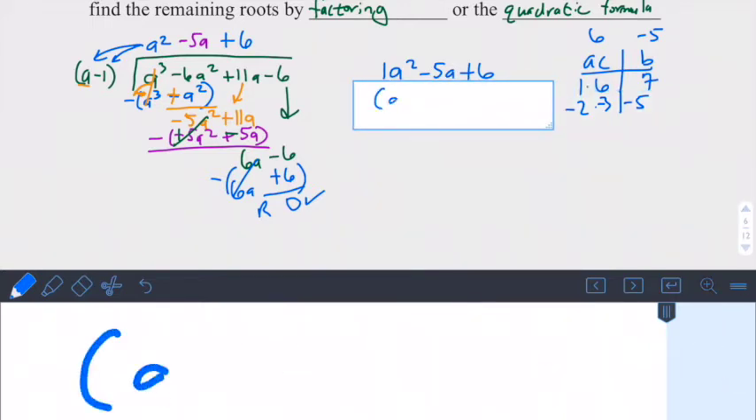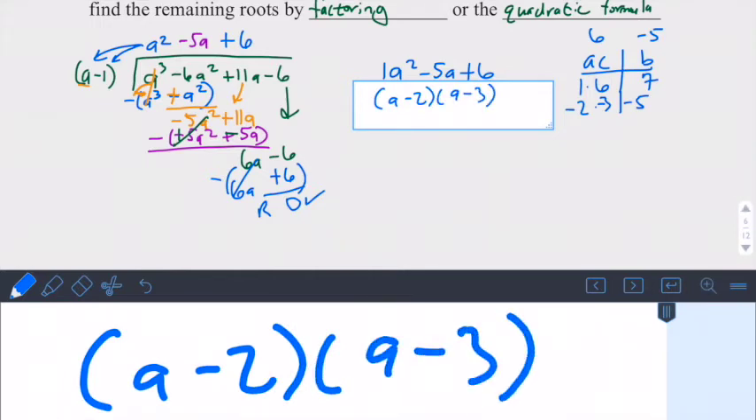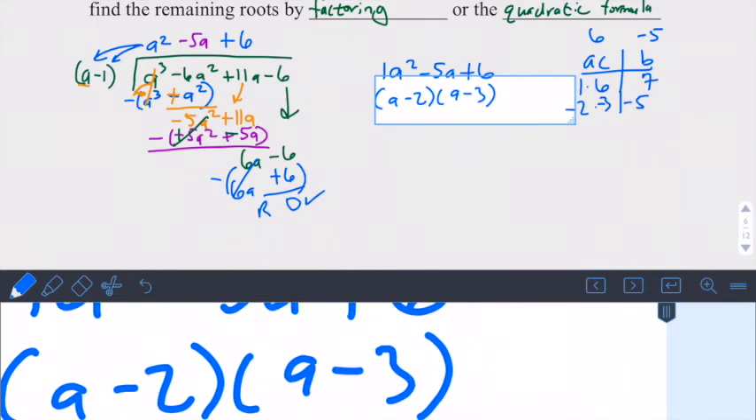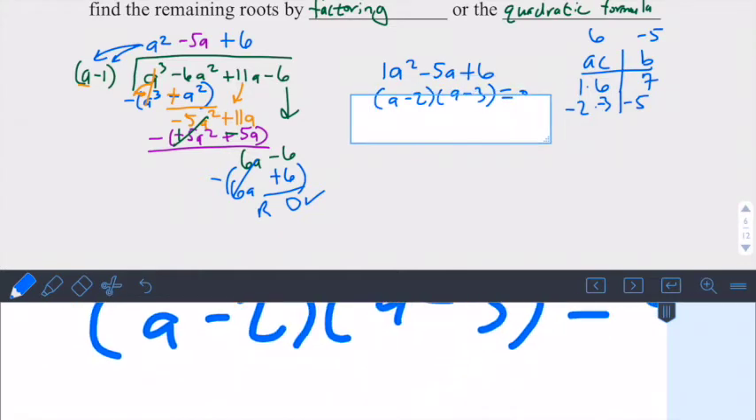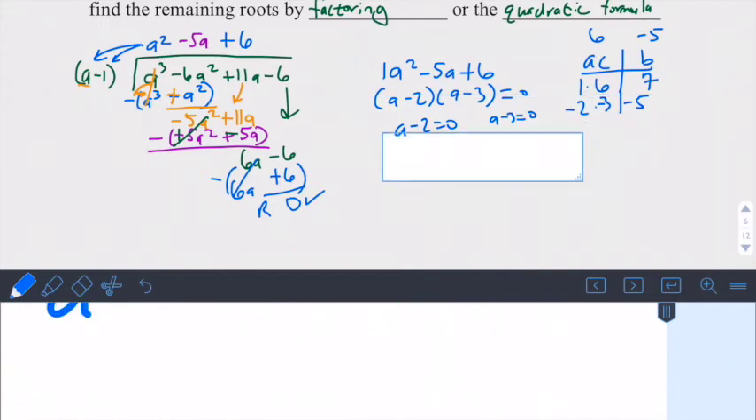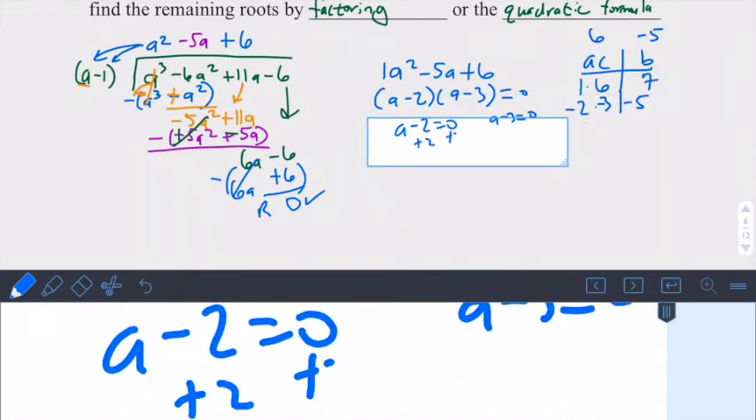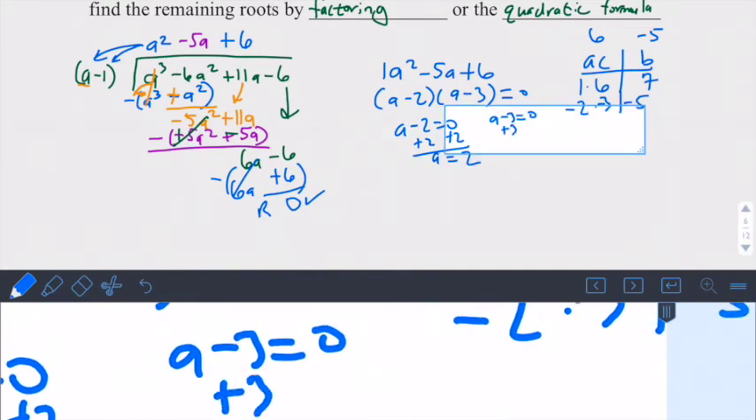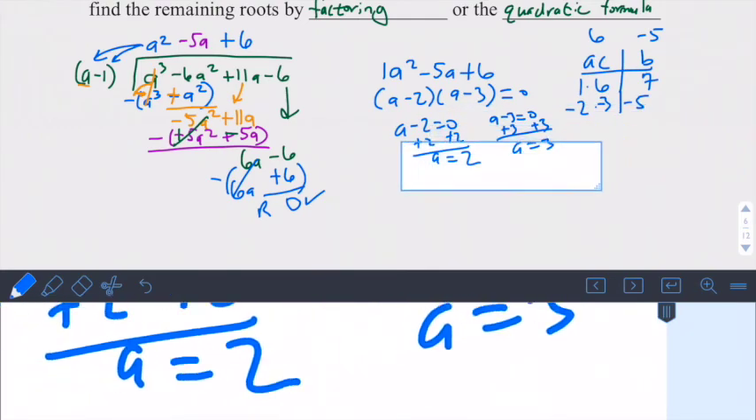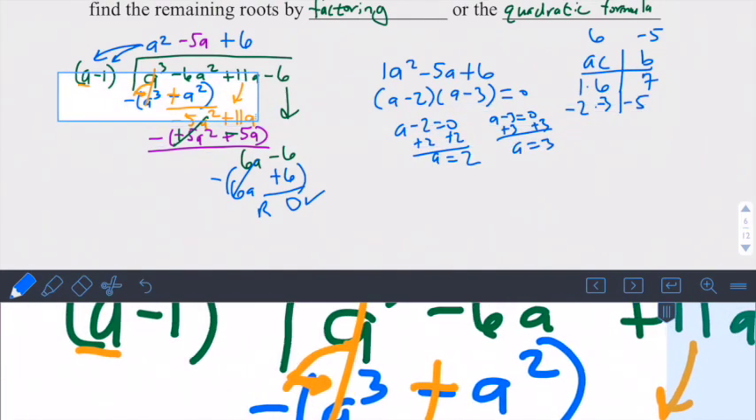So my factors are a minus 2, a minus 3, and I could find the remaining roots by setting them both equal to 0. So they would be a minus 2 equals 0, a minus 3 equals 0. I could solve it by adding 2, a equals 2, and solve it by adding 3, a equals 3. There's my other two roots, and then 1 was my third root.